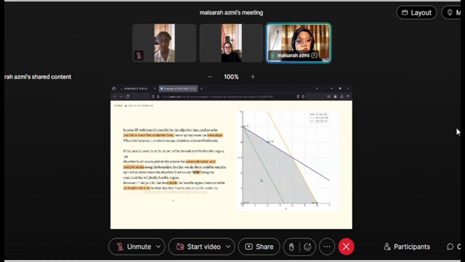So in other words, if the objective line and constraint line are aligned along part of the boundary, we'll get the same maximum value at multiple points on that line. Yes, it's called solution multiplicity in linear programming. But there is another scenario.